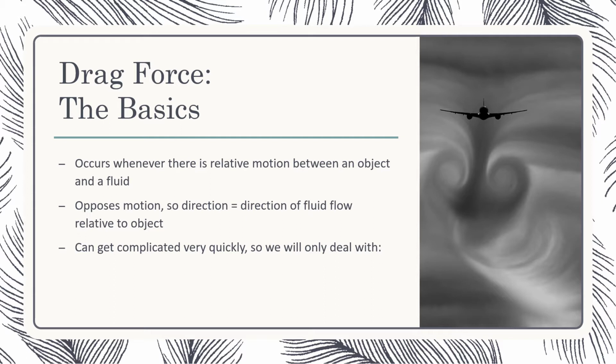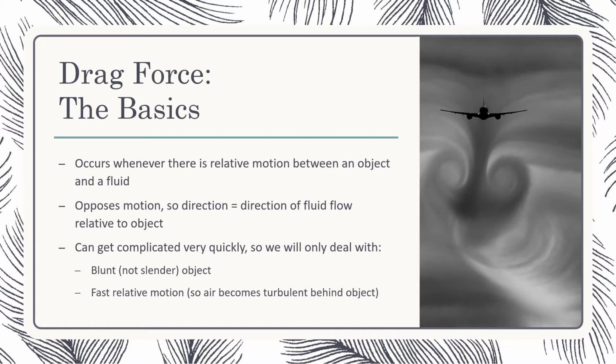One of the reasons that we ignore the drag force when we are first studying physics is because it can get complicated very quickly. So for AP Physics, we're only going to deal with objects that are blunt, which means that they're not thin, not slender, and their relative motion is fast, so that the air becomes turbulent behind the object.